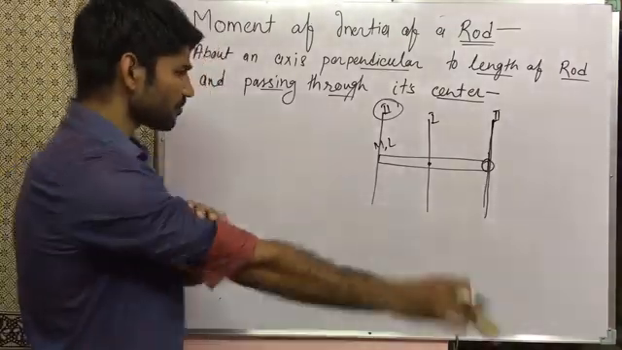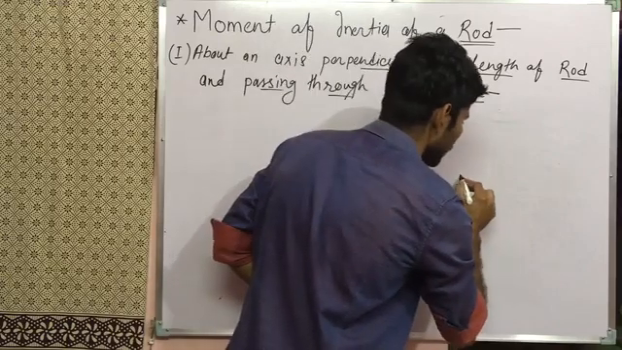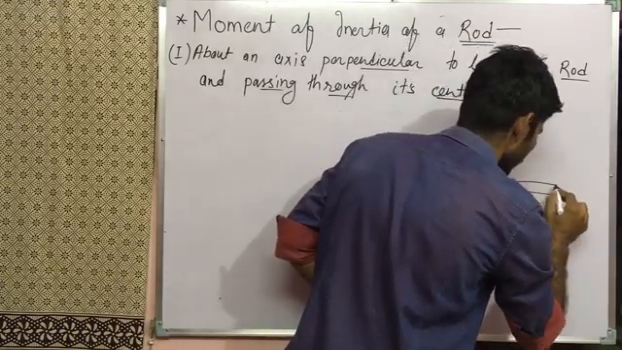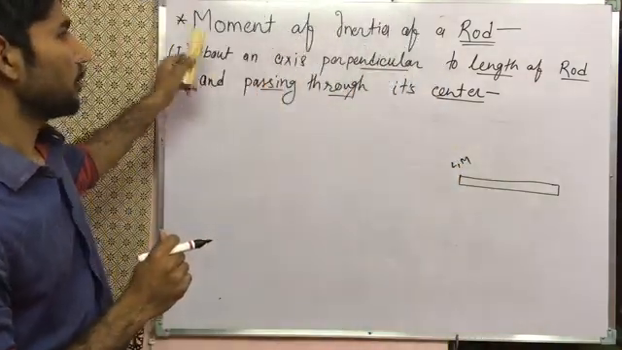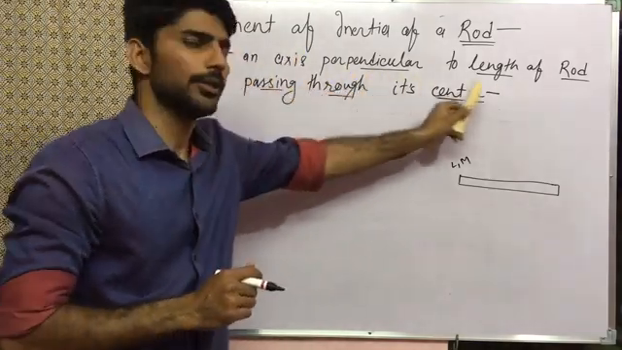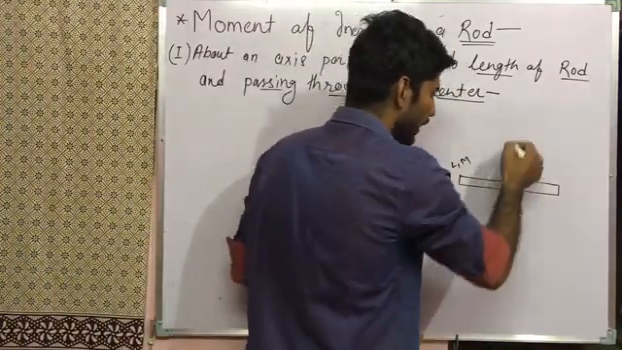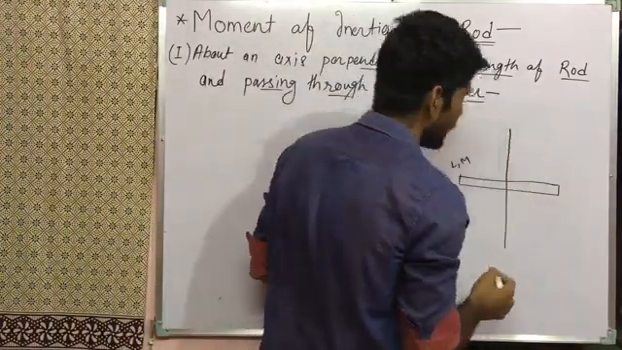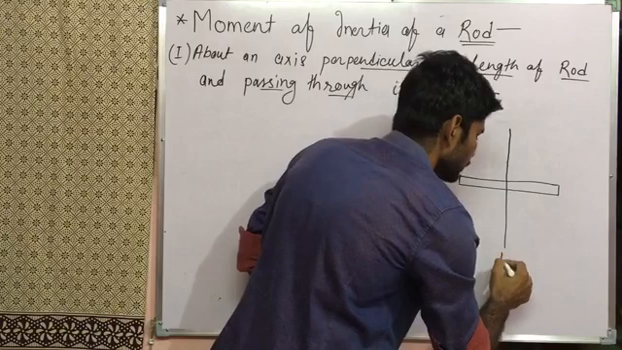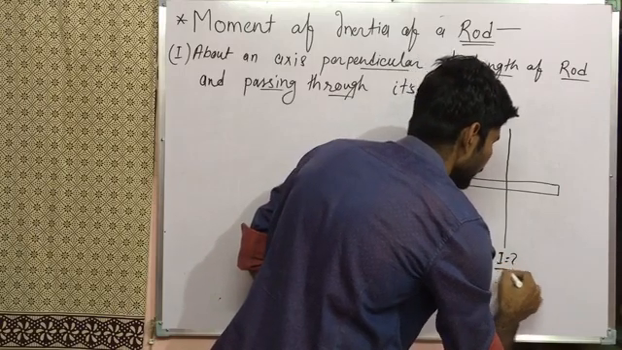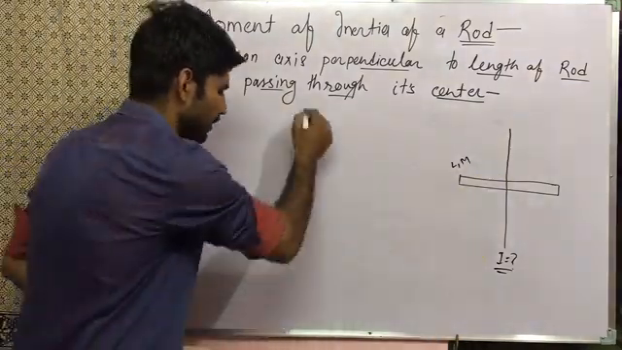We start with the first case, in which we draw a rod of length L and mass capital M, and we calculate the moment of inertia for the rod about an axis perpendicular to the length of the rod and passing through its center. So here is its center, and this axis is perpendicular to its length and passing through its center. About it we will determine the moment of inertia. Here we start the derivation.